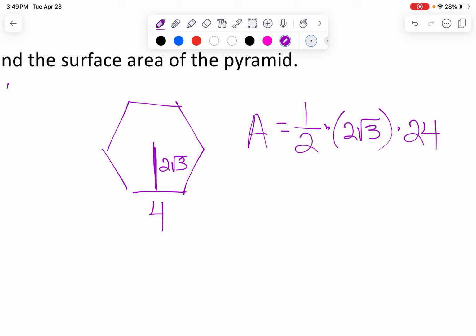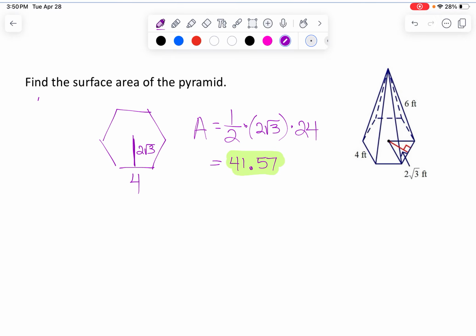So I'm going to do a little calculator work here, and hopefully we get the correct answer. Let's see, I got 41.57. That's the base, and that's one thing that we need.